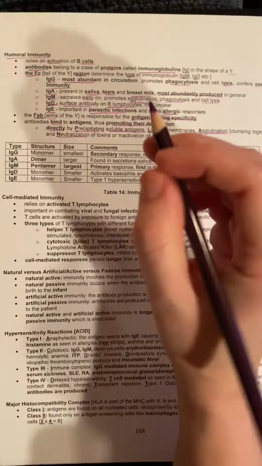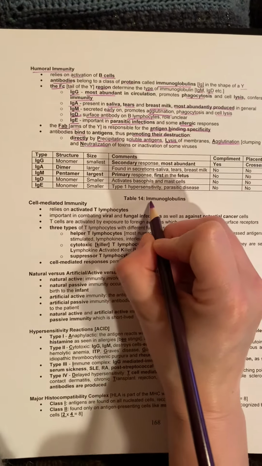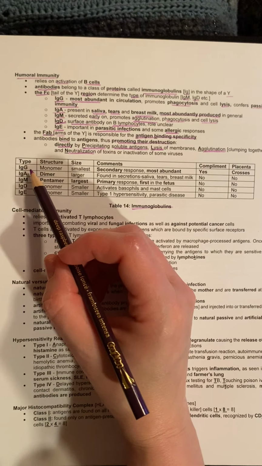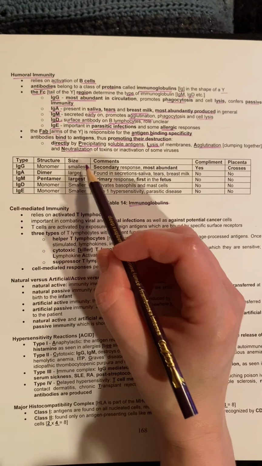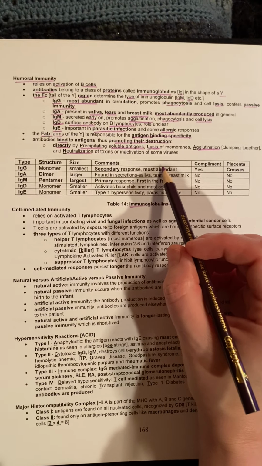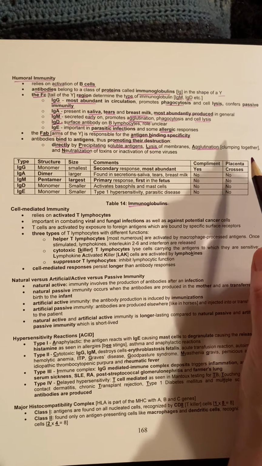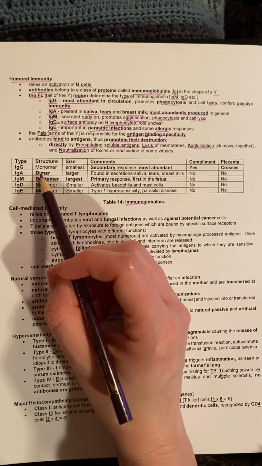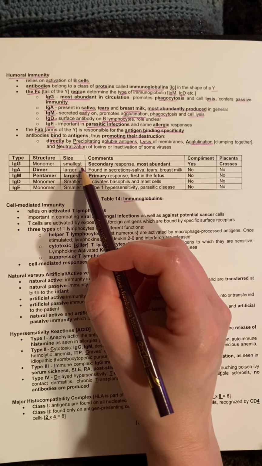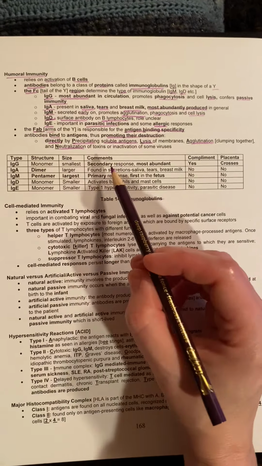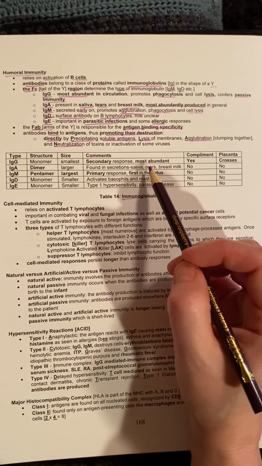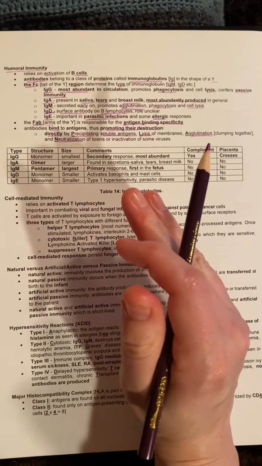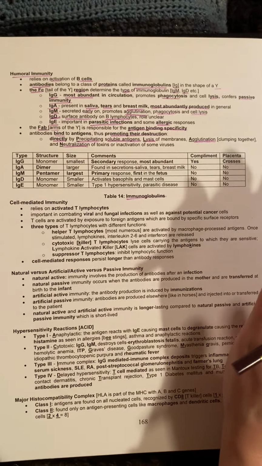Let's take a look at this chart on immunoglobulins. IgG is a monomer. It's the smallest. Secondary response, most abundant. Yes, complement. Yes, crosses the placenta. IgA is a dimer. It's the largest. Big A. Found in secretions like saliva, tears, and breast milk. No complement. Does not cross placenta. So IgG is the only one that crosses the placenta in this chart that I see.